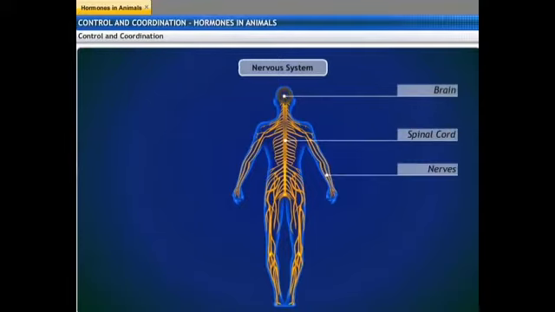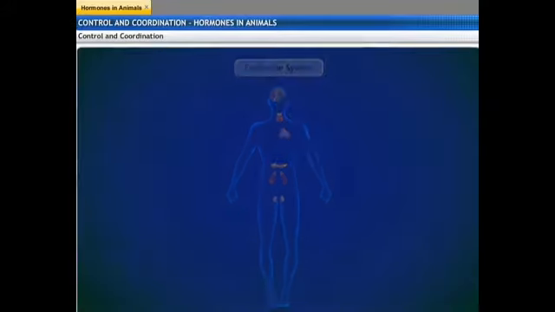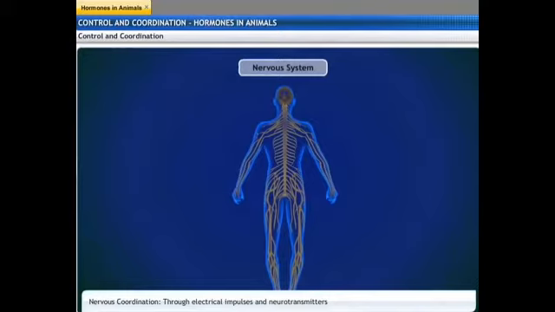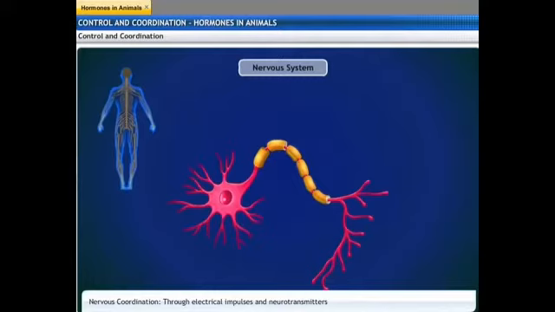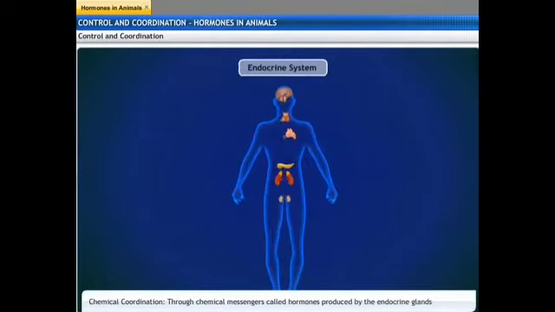The nervous system that regulates the body consists of the brain and the spinal cord. And the endocrine system consists of a lot of glands, that is structures that release some sort of juice. The nervous coordination works through electrical impulses and neurotransmitters. We have seen very well the neurons and how messages are transferred from one neuron to the other. The endocrine system works through chemical messengers called hormones produced by the endocrine glands.